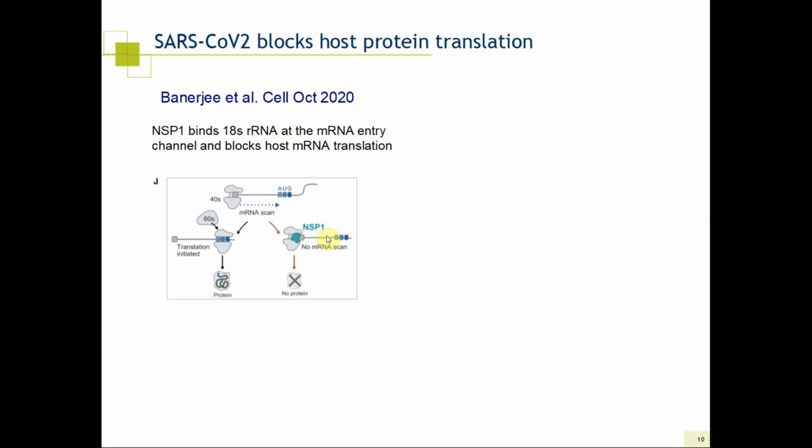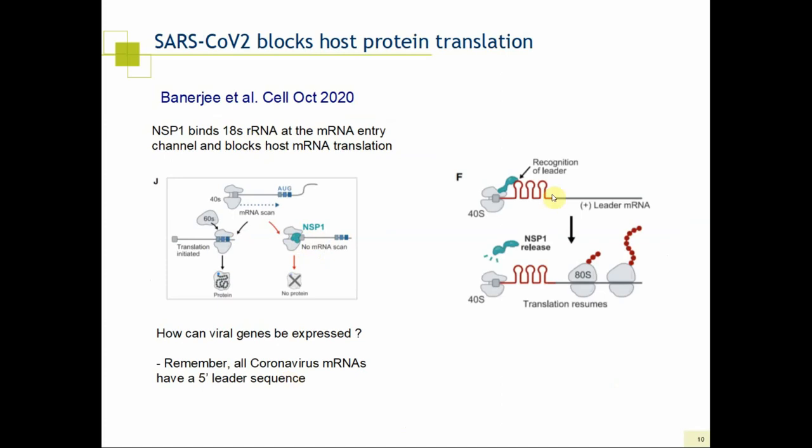So NSP1 binds 18S ribosomal RNA at the mRNA entry channel. So, if host mRNAs are bound by the ribosome, they can't actually move forward. So no host proteins can be expressed after coronavirus infection. So how does the virus express its own proteins? Well, that's the role of this 5' leader sequence.